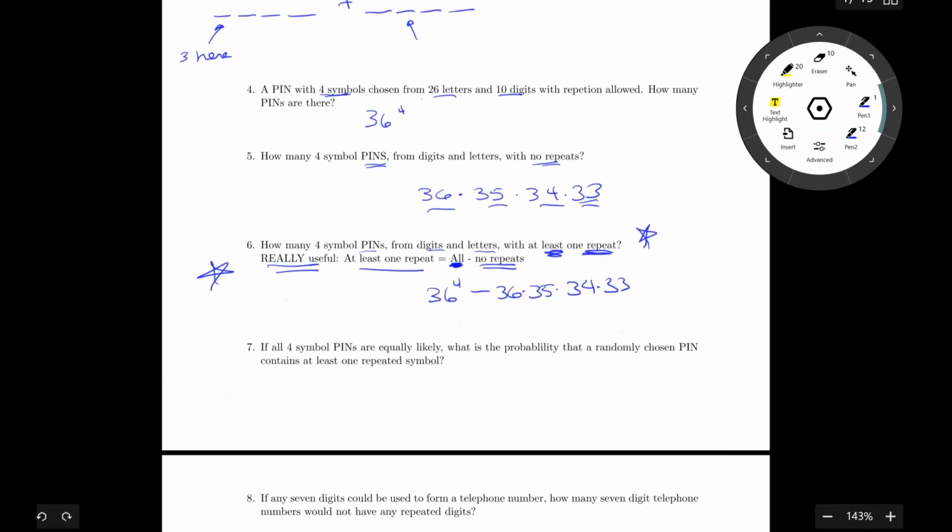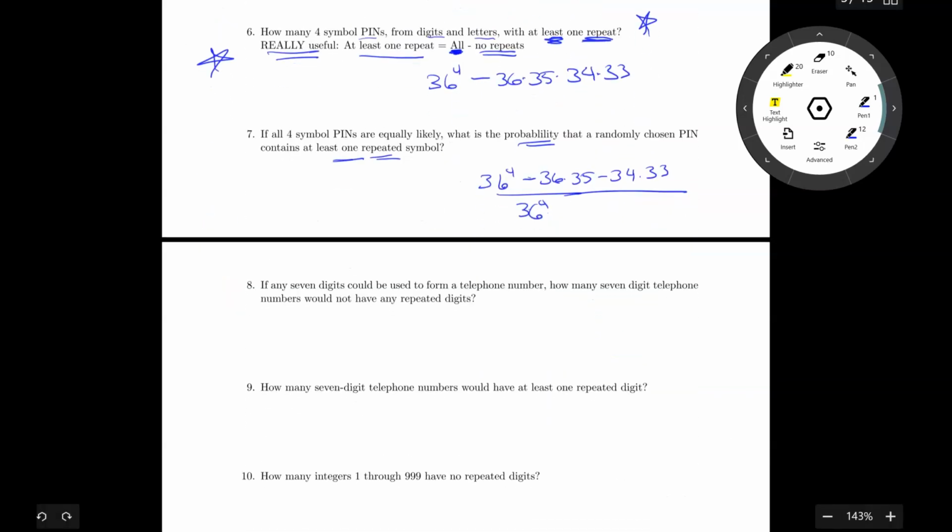All right, so then here, what's the probability that it contains at least 1 repeat? Probability is the number of favorable over the total number in the sample space. So that's 36 to the 4th. So the numerator is 36 to the 4th minus, right, all this multiplied together. Okay. So let's look at telephone numbers. Actually, I'm going to have you do these. I'm going to be leaving lots of these for you to do, so you have practice.